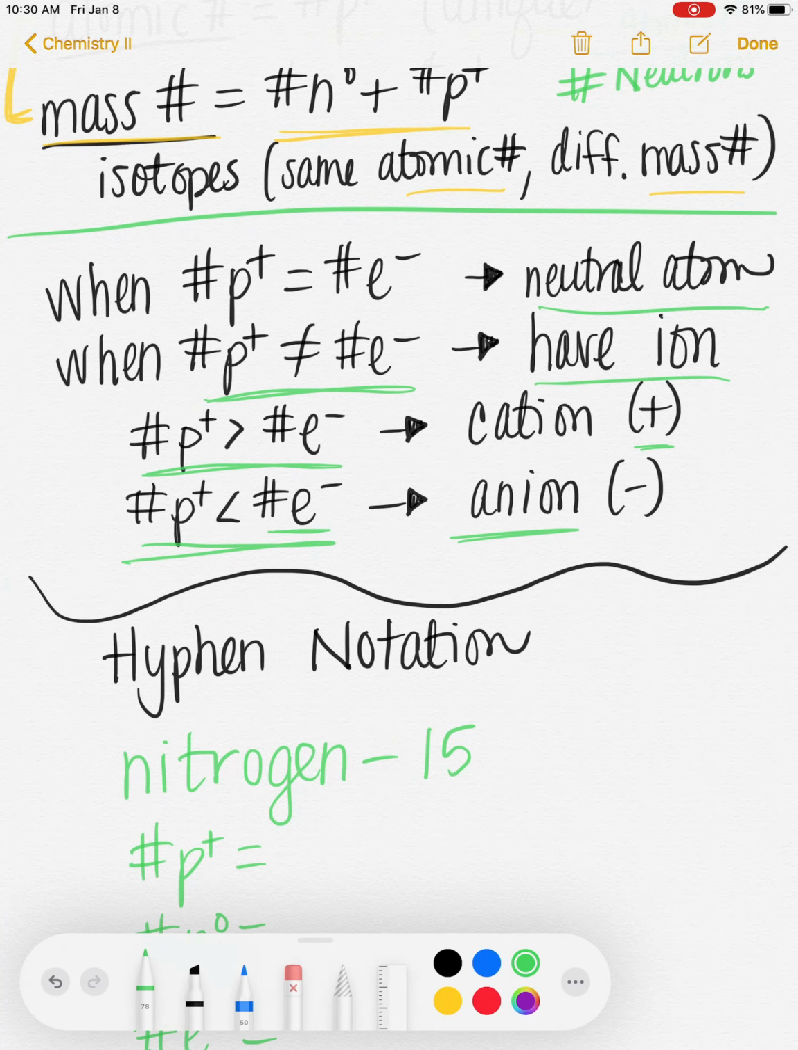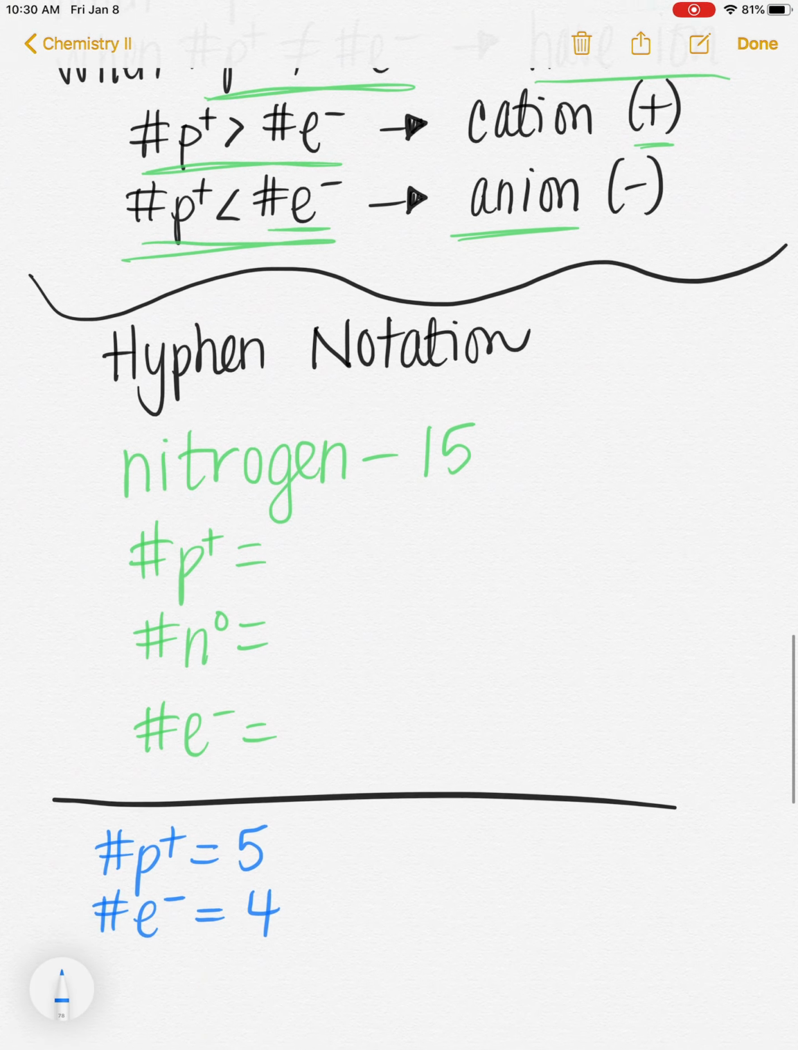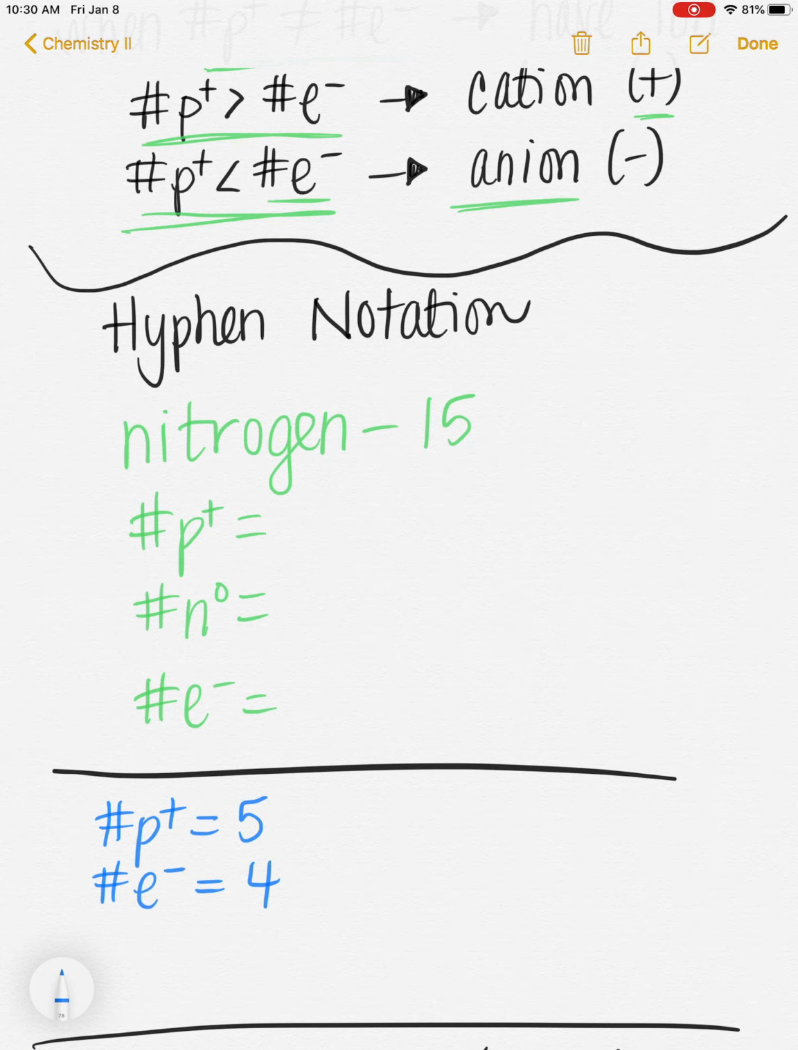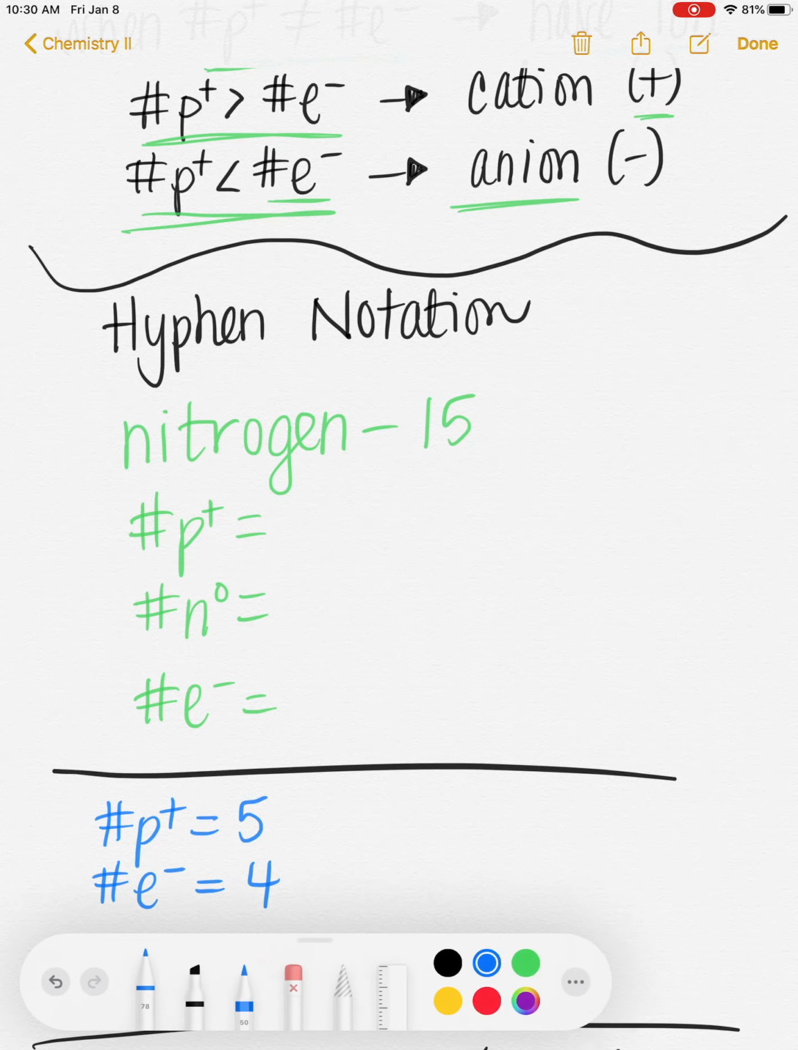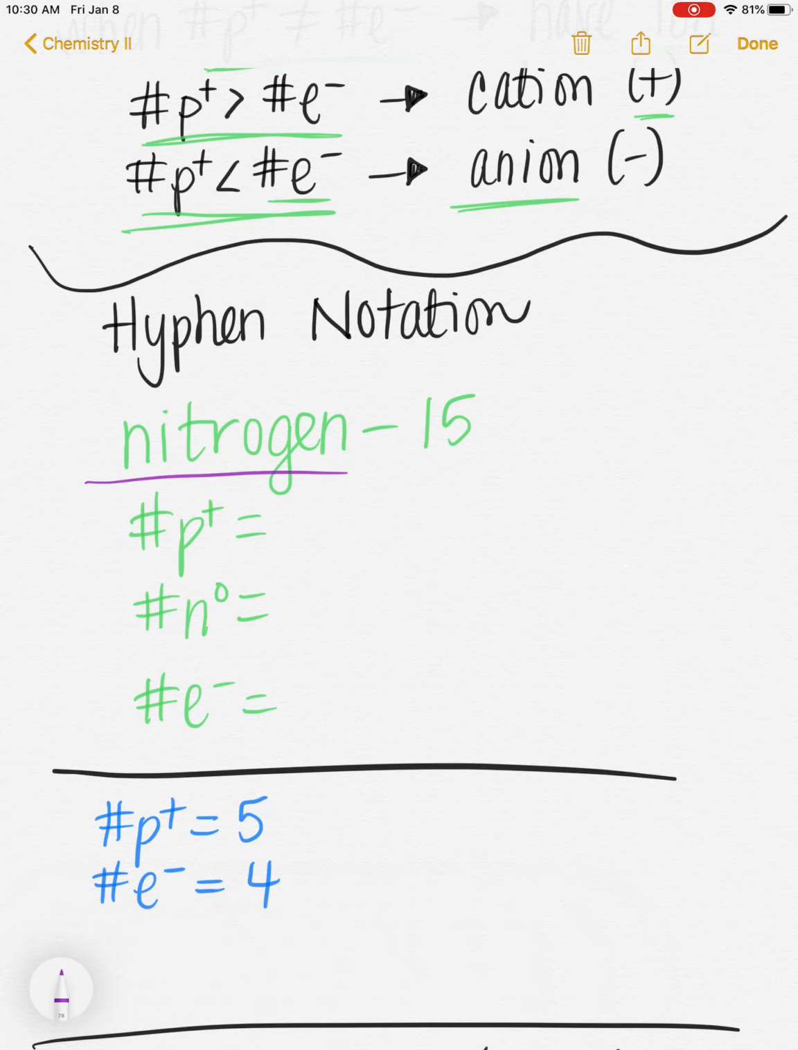Let's review briefly some different ways to describe or denote the atom that you are working with. Let me choose a different color here. So if I gave you the hyphen notation, nitrogen-15, this number that's at the end of the hyphen always tells you the mass number. And remember, we just said that the mass number is equal to the number of protons plus the number of neutrons. So I have to go to the periodic table, look up nitrogen.